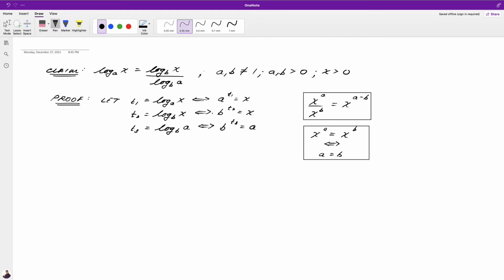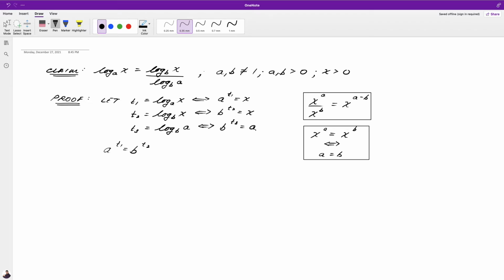so using these definitions, we know x is equal to itself by the reflexive property, so I can say a to the t1 is equal to b to the t2. Okay, so that's the first statement that I can make here based on how I define these values. Okay.